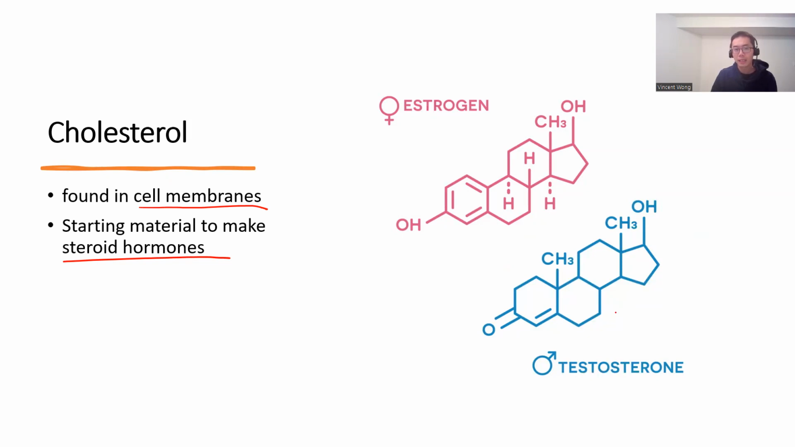In females, the sex hormone is estrogen. There is another one. Does anybody know what the other one is called? Starts with a P, huh? Progesterone. Very good. Okay, so progesterone, testosterone, estrogen, all these are steroid hormones. And to make them, you need cholesterol.